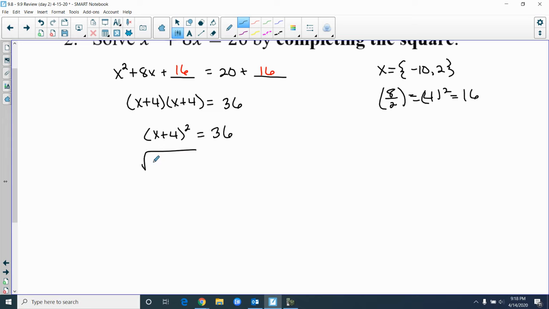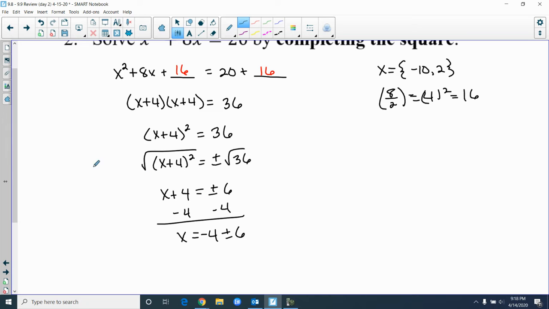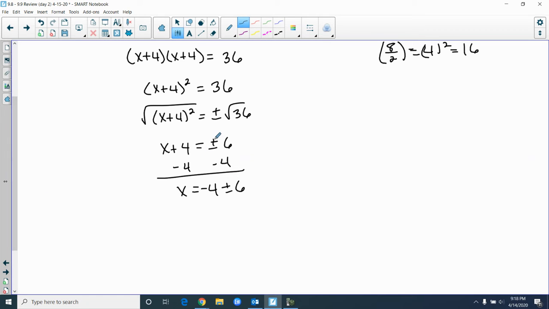Take your square root. x plus 4 equals plus or minus the square root of 36, which is plus or minus 6. Subtract 4. I get x equals -4 plus or minus 6. Now make sure the plus or minus stays with the 6. Don't put it with the 4.